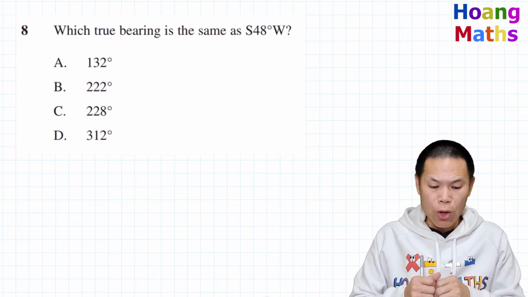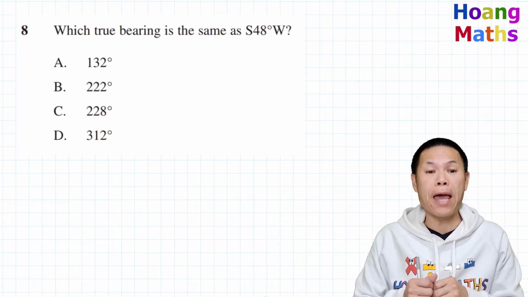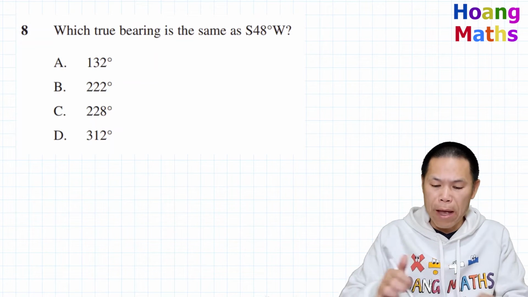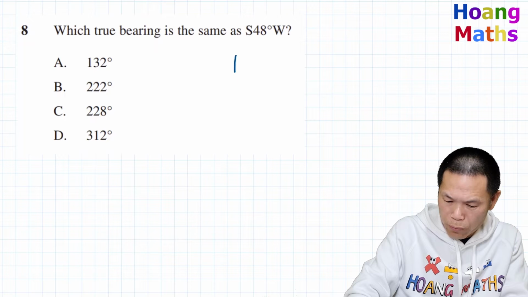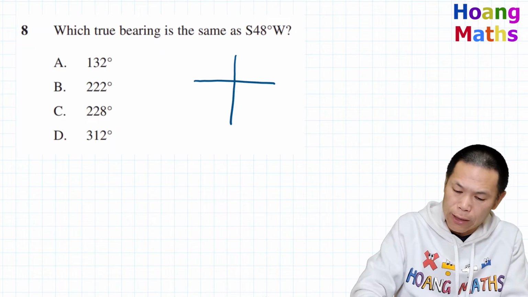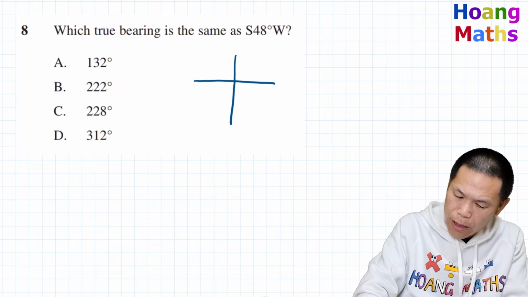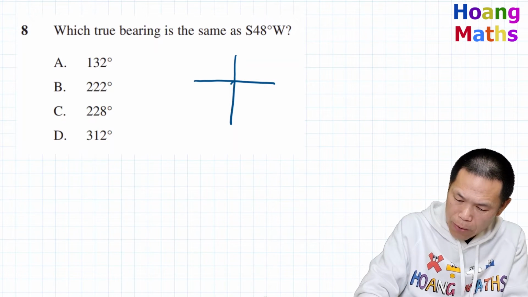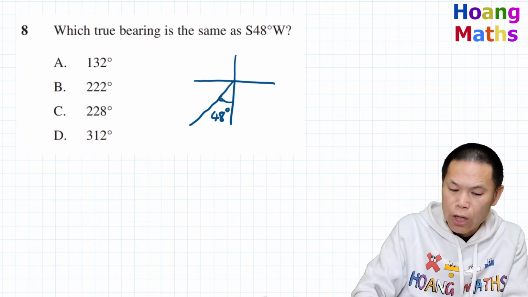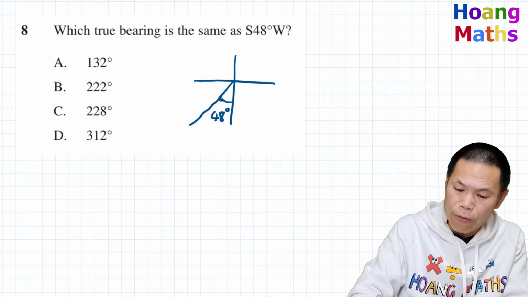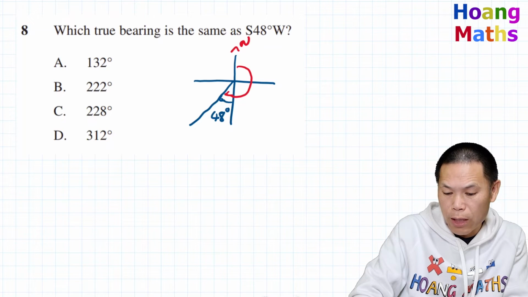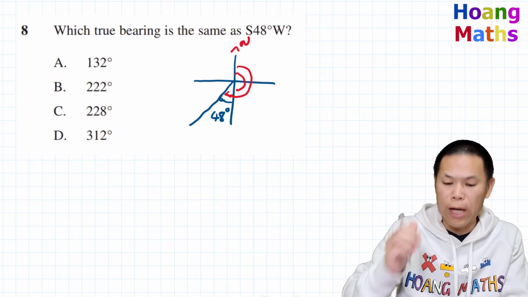Question number 8. Which true bearing is the same as south 48 degrees west? So let me just draw the diagram out first. So we know that is south and then we go west 48 degrees. So south is down below the x-axis and we go 48 degrees to west. So that is 48 degrees. So for true bearing, we always start from north and then we go clockwise. So there you go. So that is from here to here is 180 degrees.